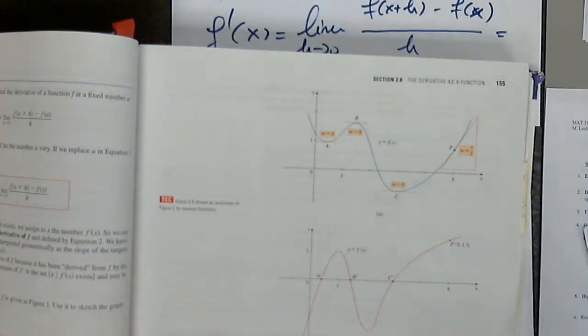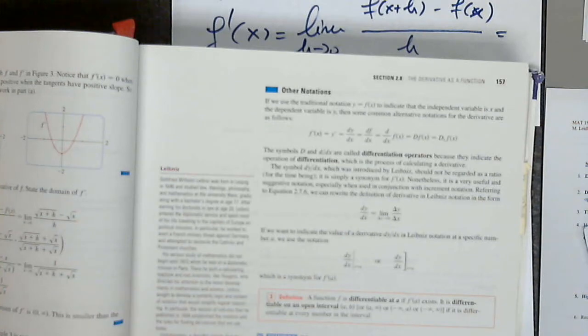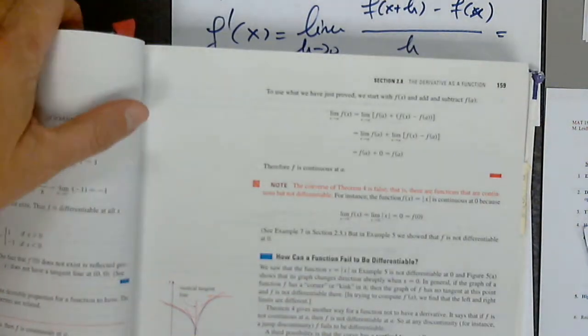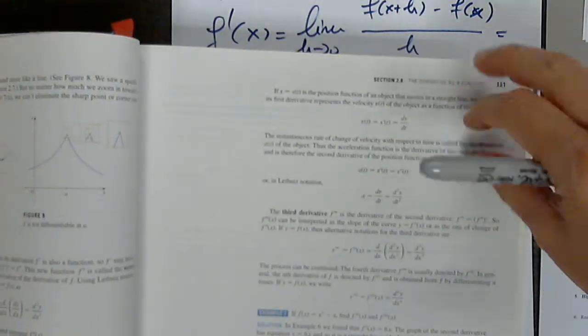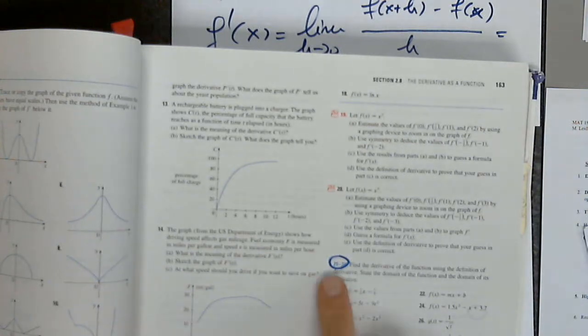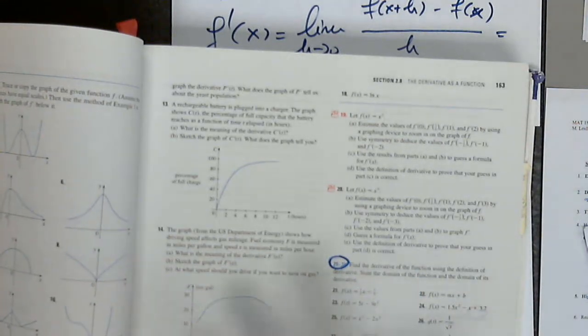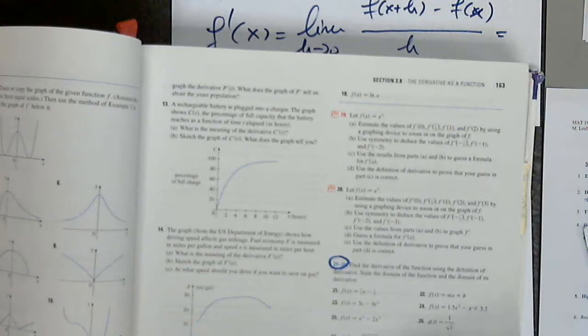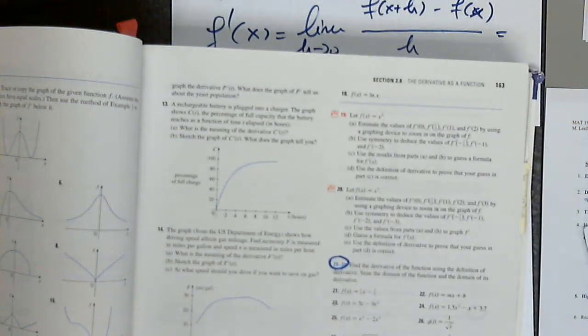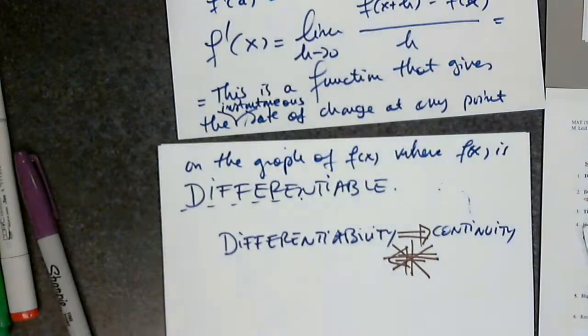Okay, so what I would like to do now, I still have 6 minutes. These are examples again of vertical tangent, and I would like us to choose an example. Find the derivative of the function or a graph, whatever you feel like. Page 163. Let's do a function. Okay, very good.